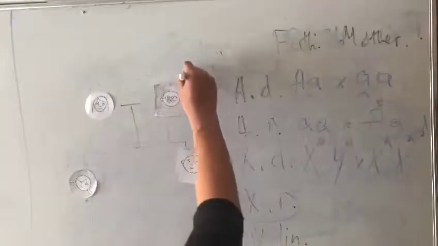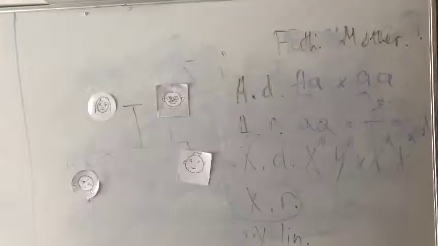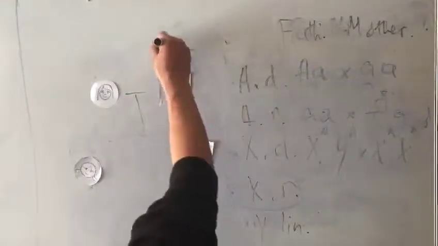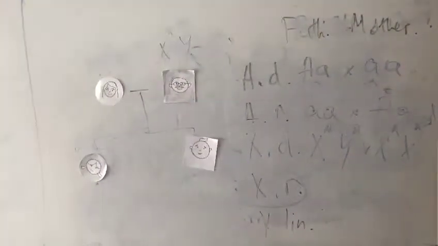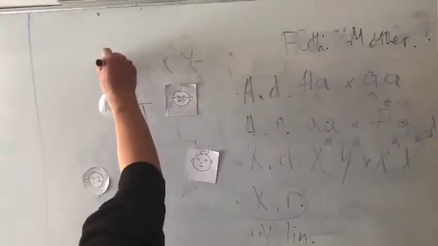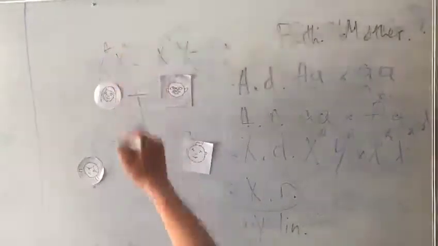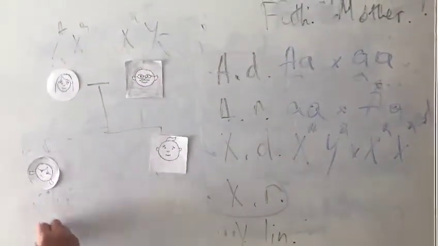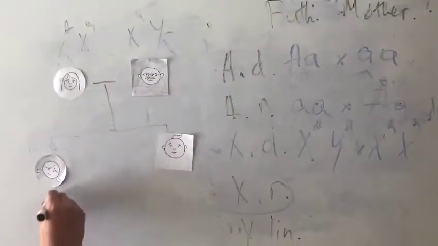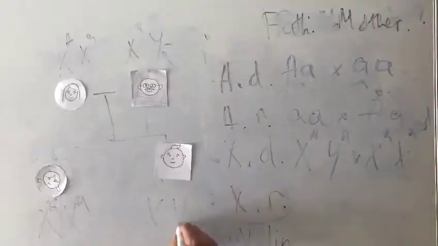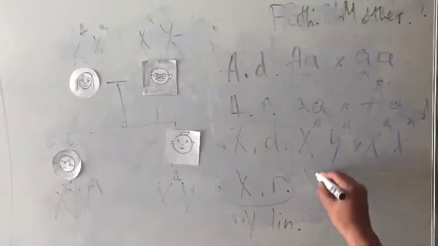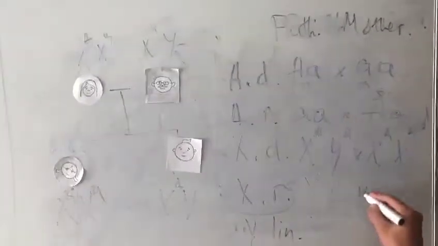The next one is X-linked recessive. Let's consider that our father is recessive and the mother is heterozygous. In this case, the daughter's genotype is recessive and the son's genotype will become dominant. Well, this way we get our results.